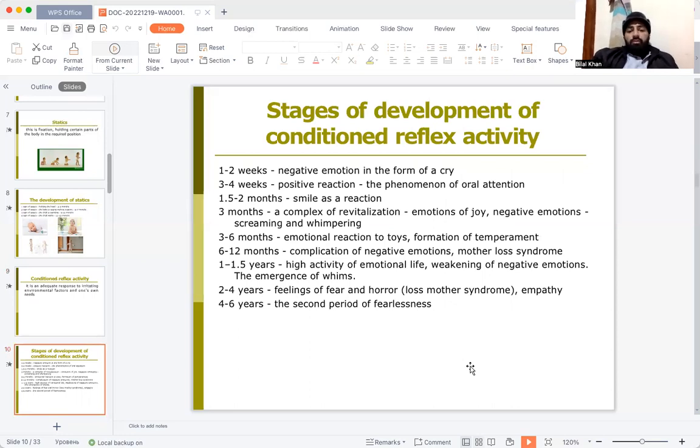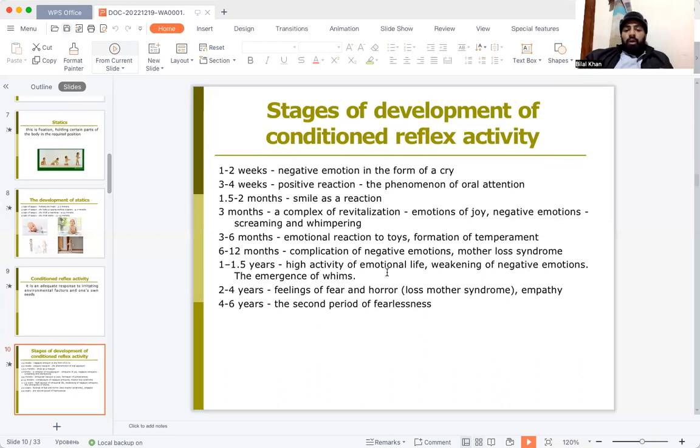1-2 weeks: negative emotion in the form of a cry. 3-4 weeks: positive reaction, the phenomenon of oral attention. 1.5 to 2 months: smile as a reaction. 3 months: a complex of revitalization, emotion of joy, negative emotions, screaming and whimpering. 3-6 months: emotional reaction to toys, formation of temperament. 6 to 12 months: complication of the negative emotion, mother loss syndrome.